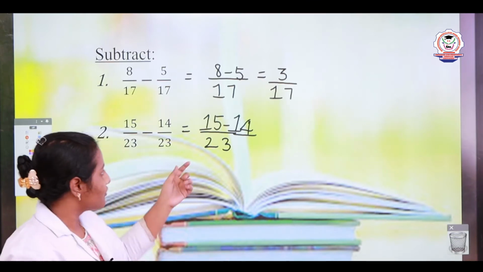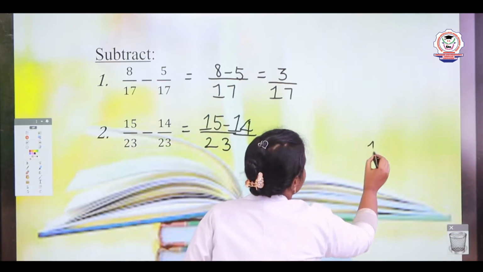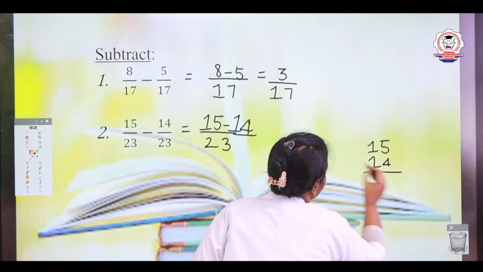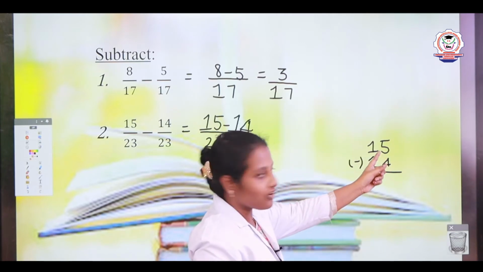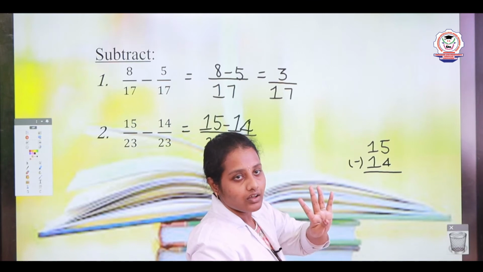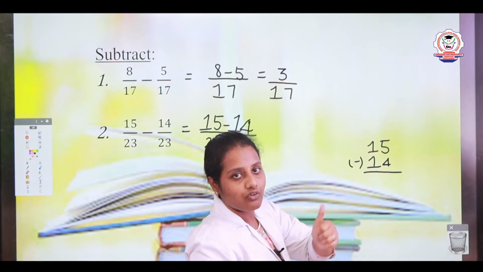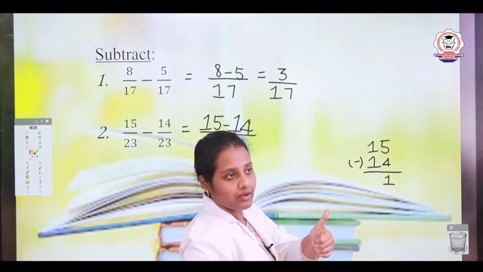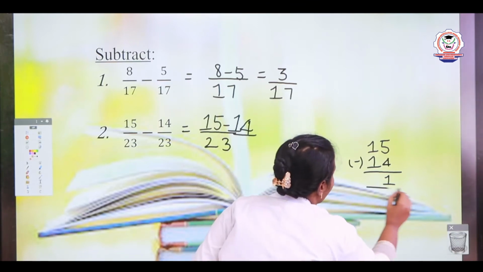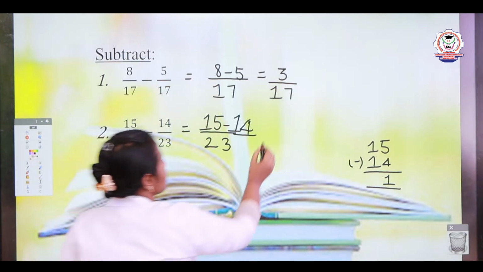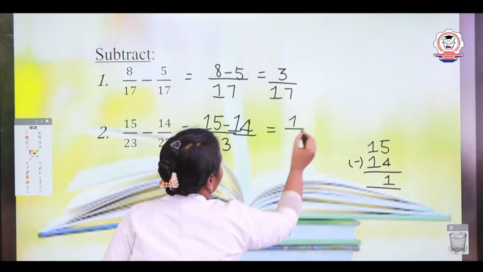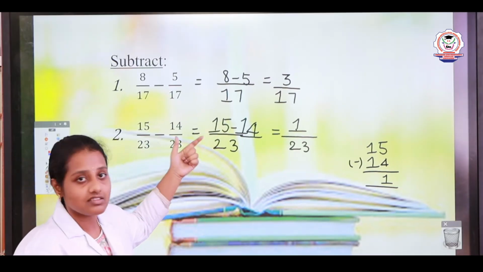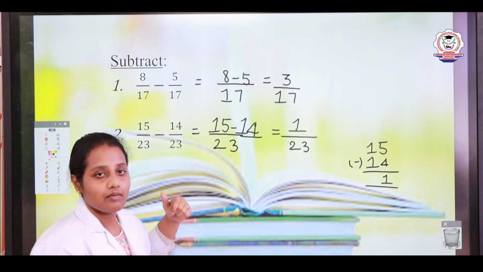If you subtract 15 minus 14, what will we get? It is a two-digit number. First, we consider the first digit. See the first digits, 5 and 4. If we subtract 5 and 4, you close 4 fingers from 5. The remaining will be 1. If you subtract 1 from 1, it will be 0. So, the remaining answer is 1. So, the answer is 1 by 23. Yes, my dears, it is very simple. It is just like the addition. Subtraction is also the same as addition.